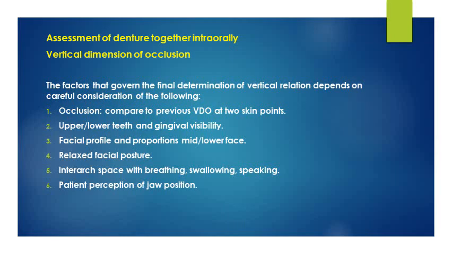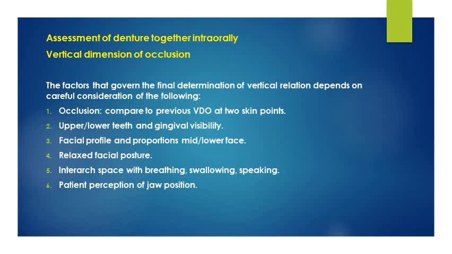Assessment of the dentures together intraorally. This is very important. Now, after we complete each denture alone, we assess the dentures together by placing them inside the patient's mouth and asking the patient to close his mouth. At first, we check the vertical dimension. Very important to check it. We have many methods to check the vertical dimension. It started with the original method of two skin points on the upper and lower and making the dimensional measurement.